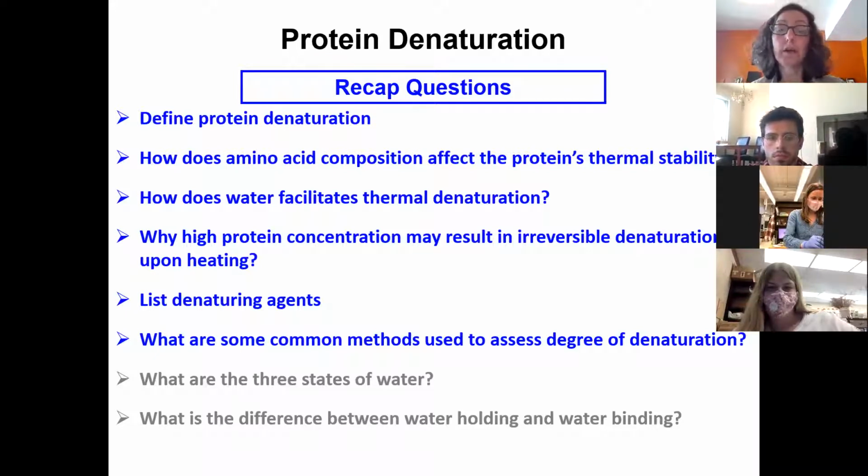For example, in casein, specifically the amino acid proline, you want to remember that, it's really high in proline. 17% of the amino acids in caseins are proline.